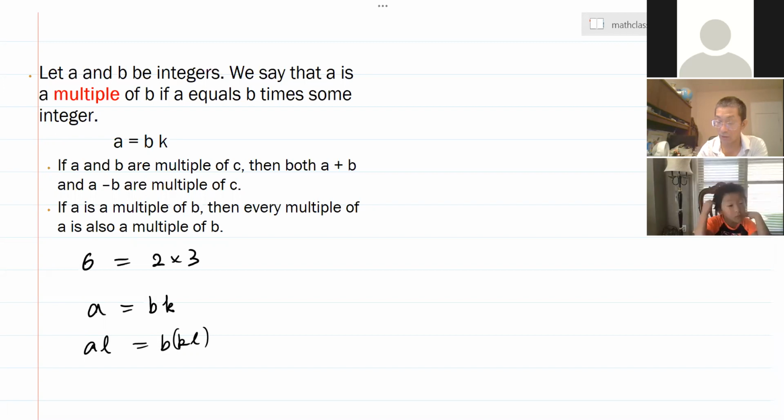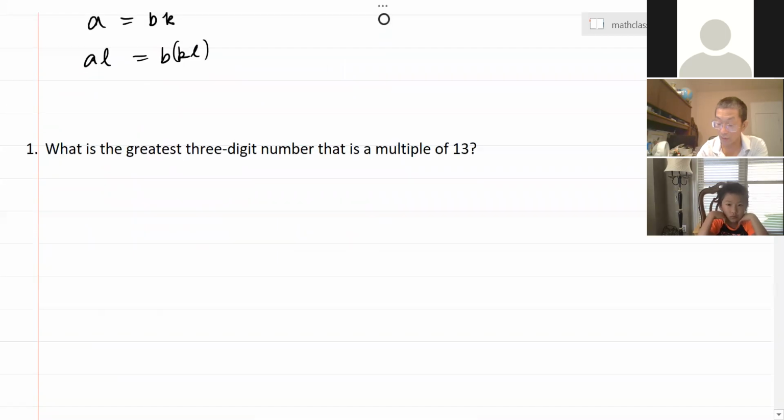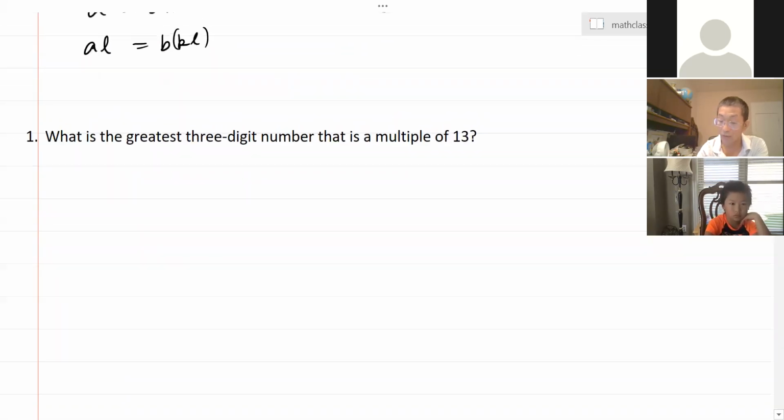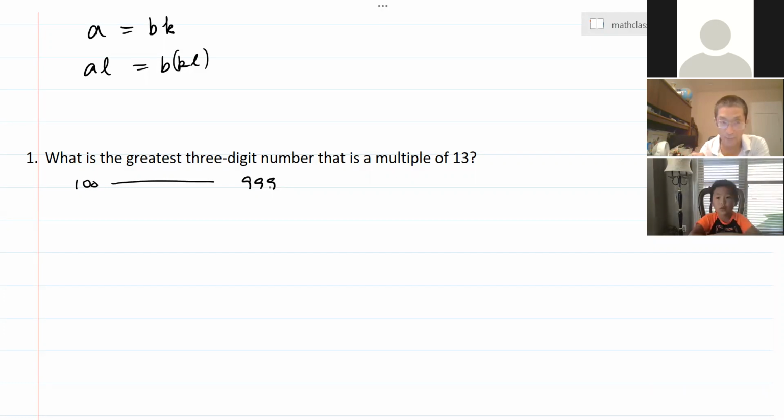We are more interested in numbers, so let's work on some problems, then we understand multiples better. This is a question from the book. What is the greatest three-digit number that is a multiple of 13? First of all, three-digit numbers are the numbers from 100 all the way to 999. So 1,000 is a four-digit number. The least three-digit number would be 100, and the greatest would be 999.